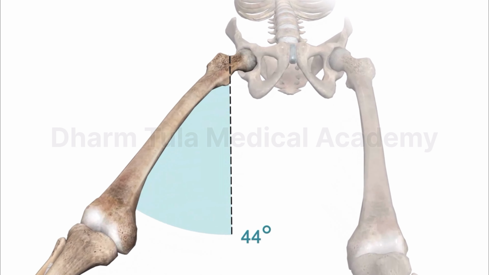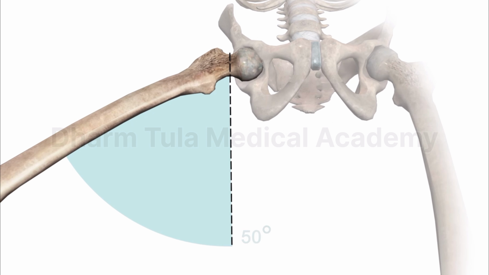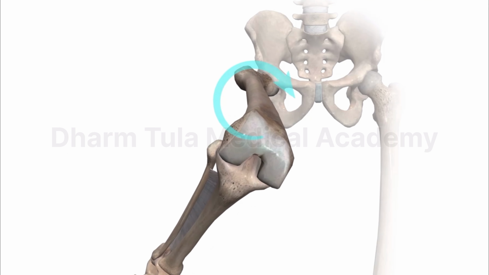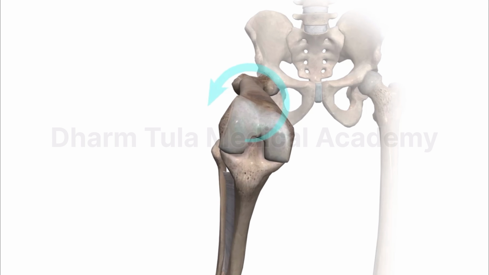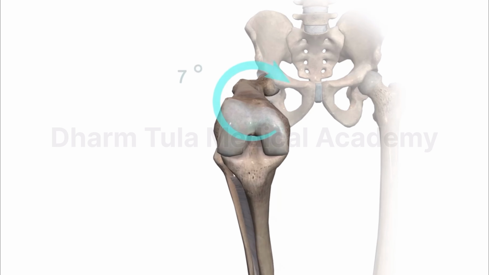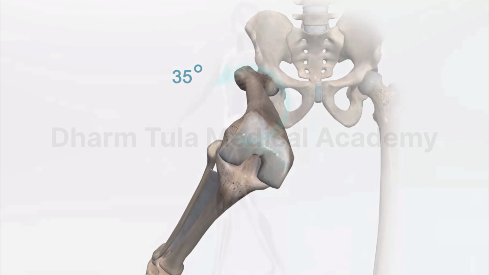In the frontal plane, the hip abducts 45 to 50 degrees and adducts 20 to 30 degrees. In the transverse plane, the hip externally or laterally rotates 45 degrees and internally or medially rotates to 35 degrees.